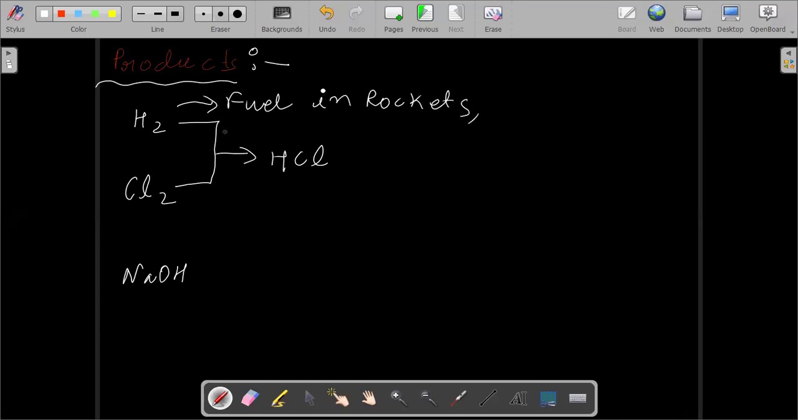Any other use of hydrogen? Yes. It can be used in the manufacture of NH3, which is ammonia gas. Ammonia gas will be further utilized in the manufacture of urea and other fertilizers. So hydrogen is an important chemical molecule that we are obtaining.